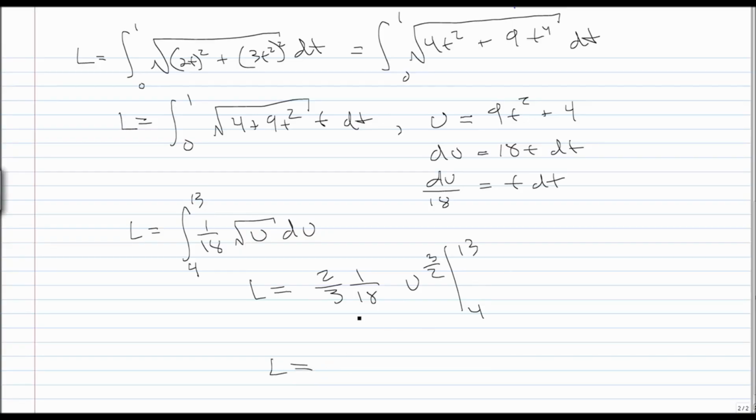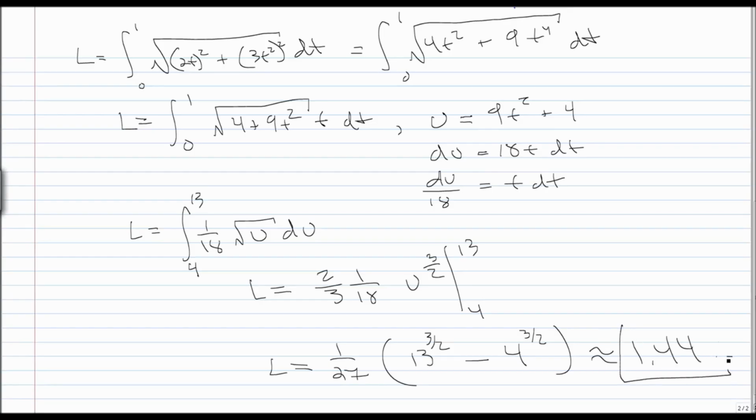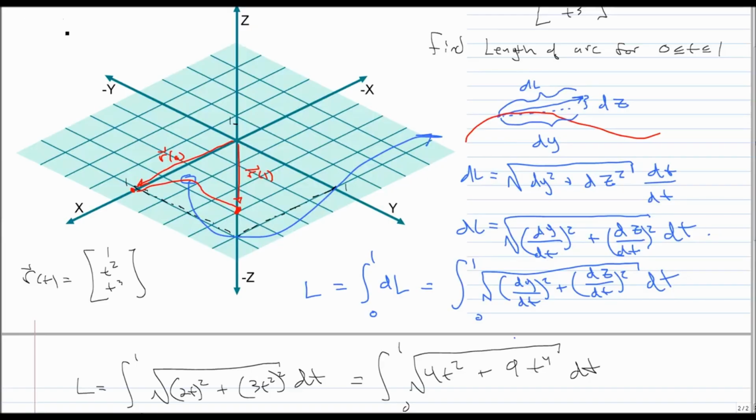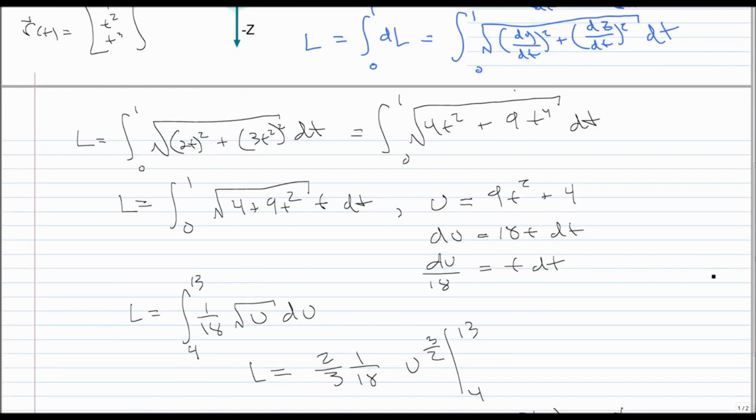So this is going to end up being 1 over 9 times 3, so 1 over 27, and then inside I'm going to have, plug in my 13 for u, and plug in my 4 for u, and then I put this in my calculator, and it equaled something like 1.4. Okay, so that's your final answer. So that means that the length of this curve from this point here to this point here is approximately 1.44.